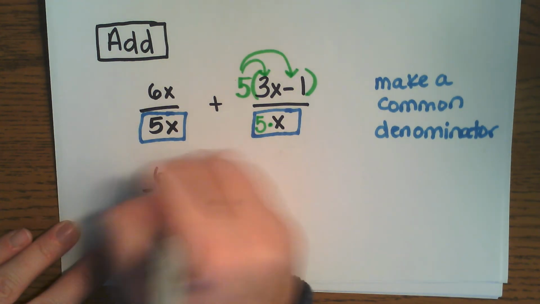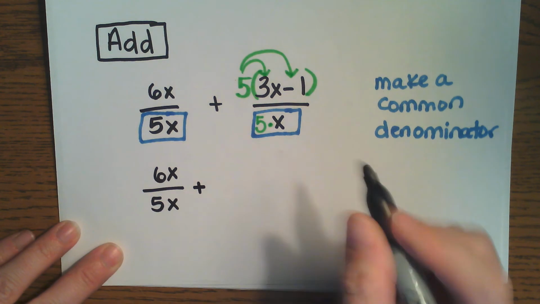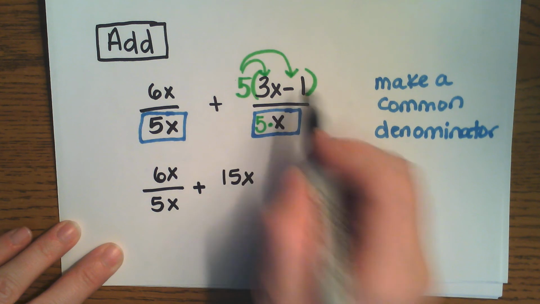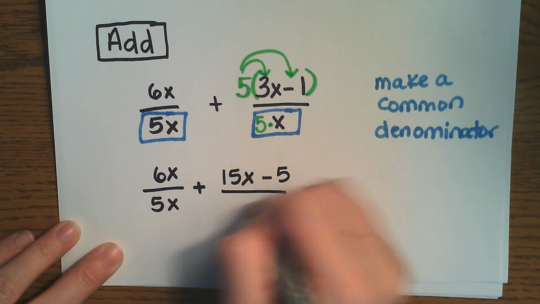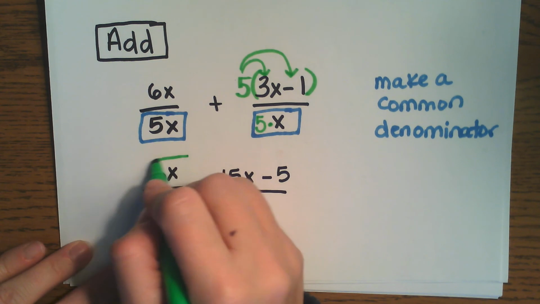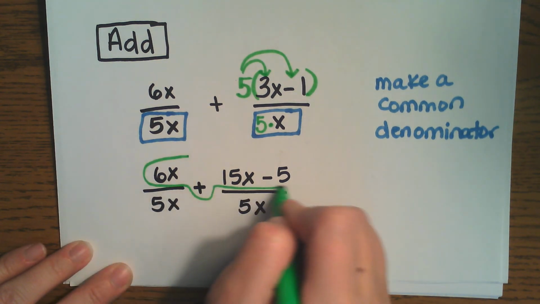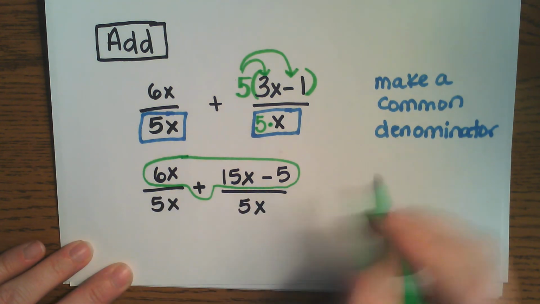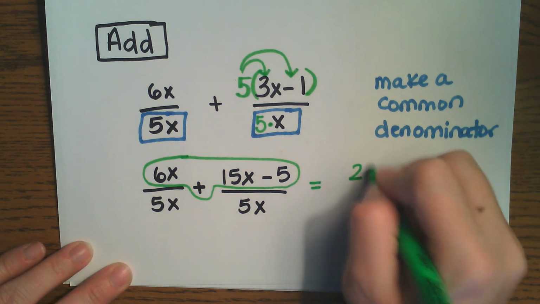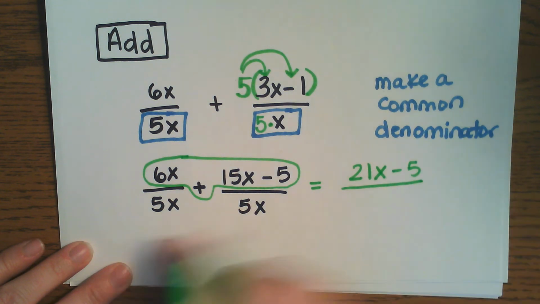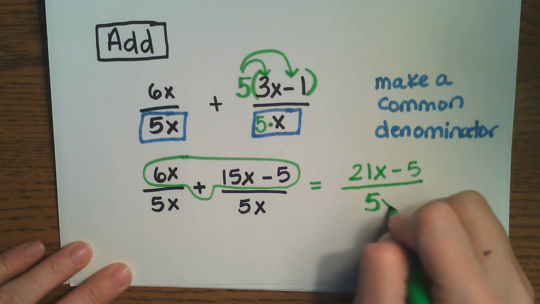So 6x over 5x plus, this becomes 15x minus 5 over 5x. And now I can combine like terms across the top. 6x plus 15x is 21x minus 5. And then I just bring that common denominator over. Don't add those together.